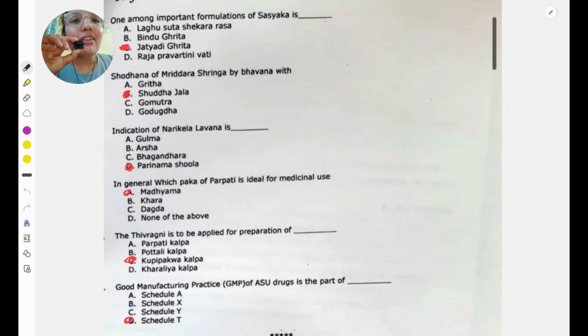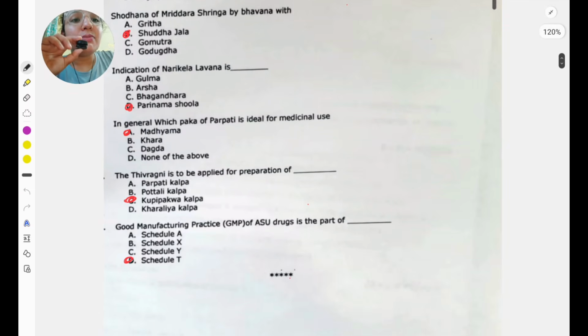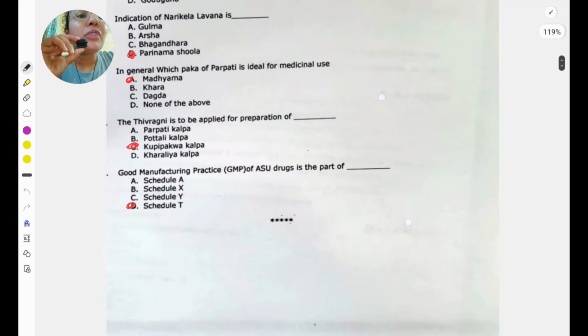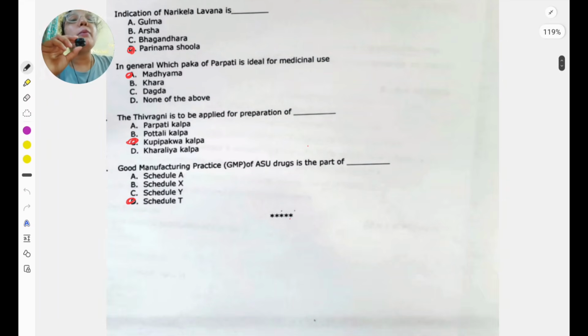Indication of Narikela Lavana: it comes from Kalpana 3 Nirman, and I think it is the NK portion. From NK one MCQ will be there now. It is used in Gulma, Arshas, Bhagandara or Parinamashula. The right answer will be Parinamashula. In general, which Paka of Parpati is ideal for medicinal use? Basically, Mridu and Madhyama Paka are good. Mridu is not a given option, so the right answer is Madhyama. Tivra Agni should be applied in Kupi Pakva, because in Kupi Pakva various forms of Agni are there: Madhyama, Mridu and Tivra.